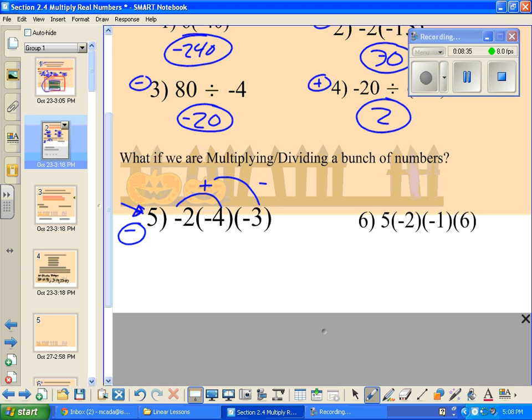Then if I come back and look at the numbers, I could say negative 2 times negative 4 gives me 8, times negative 3 would give me negative 24. And again, that checks out because I saw that my answer should have been negative in the first place, so that does work.